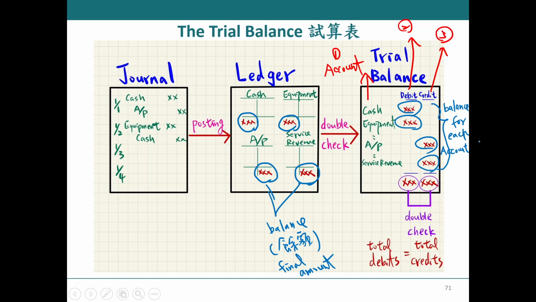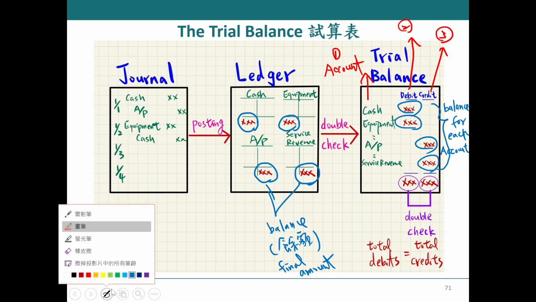Okay. So, it's not difficult. Just copy the number, the data to trial balance. After you copy the balance for each account, we do our math for total debits. You add up all the numbers on the debit column, and you add up all the numbers on your credit column. Then you can get your total debits and total credits.